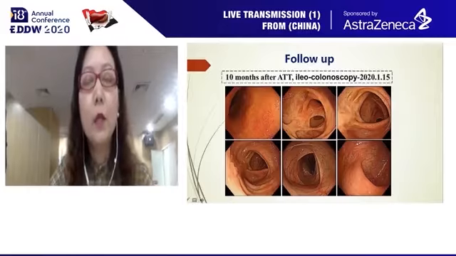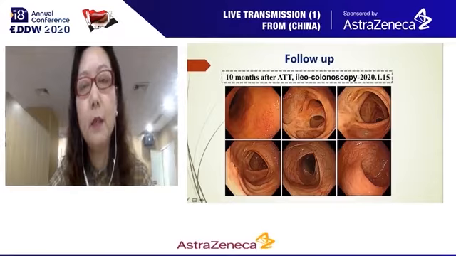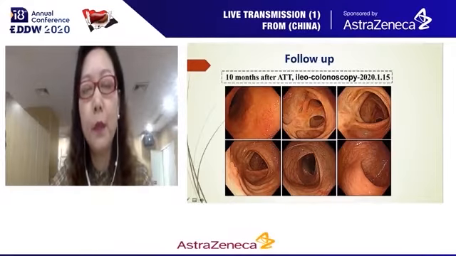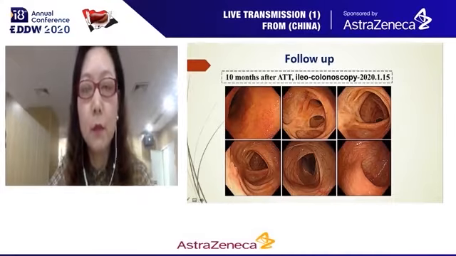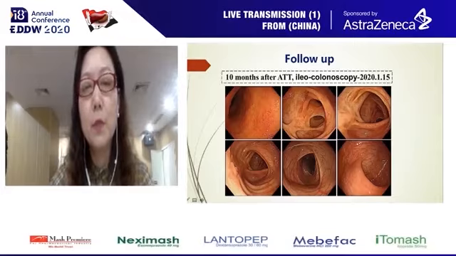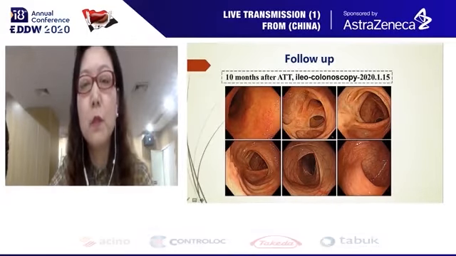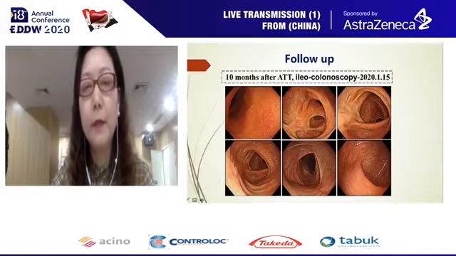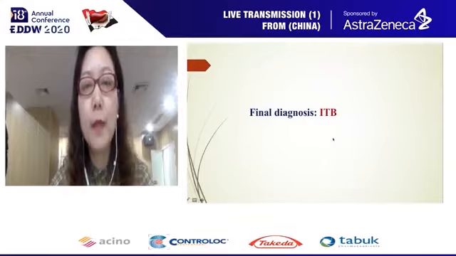And we continued to follow up, and 10 months after ATT, we repeated the ileocolonoscopy, and it showed the mucosa got smooth, with scar and pseudopolyp formation. And so the mucosa was healing. And so the final diagnosis of this patient is intestinal TB.